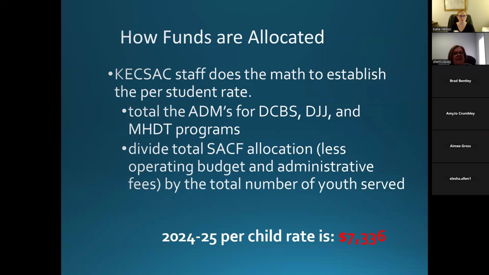It's $7,336 because we get a pot of money, we disperse that pot of money to you all, and it's divided based upon your ADMs after we take out our operating budget and our administrative fees. So if anybody in your district asks you what's your per child rate for this year, it's $7,336.